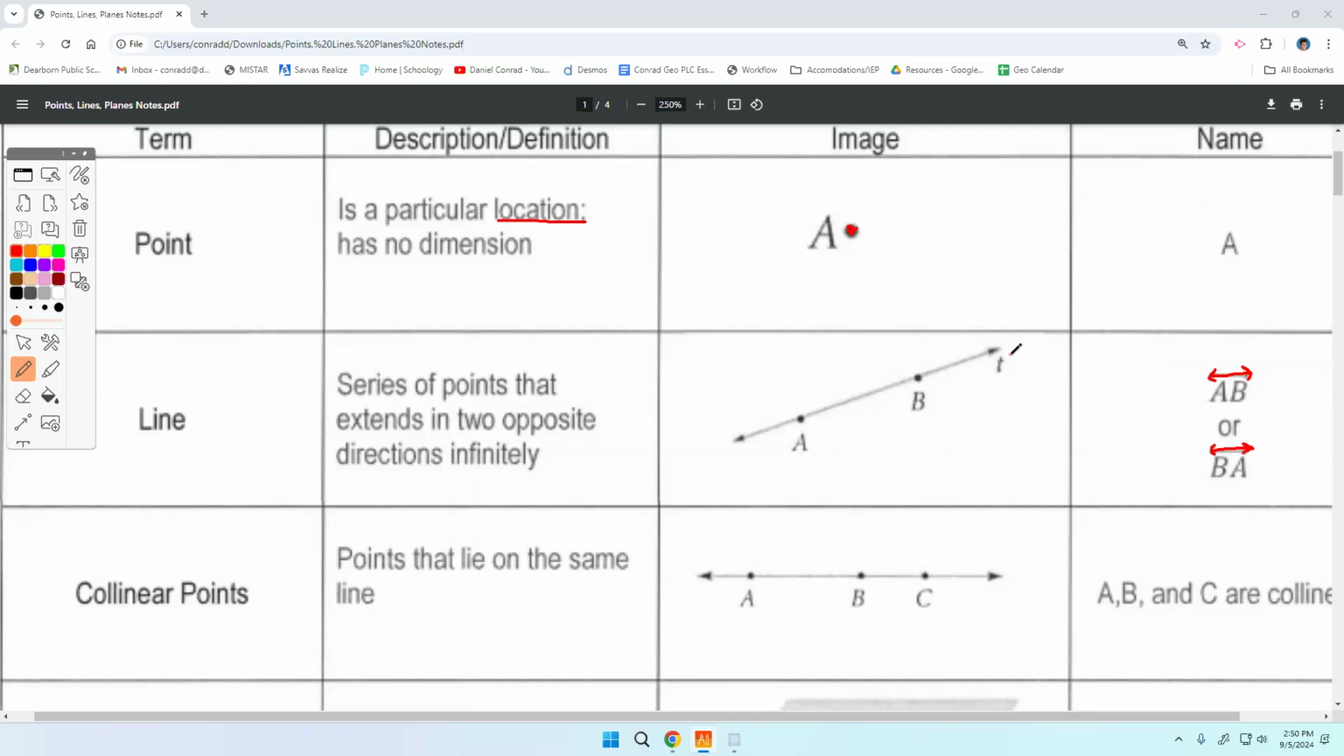The other way to name it is we can look at the little lowercase letter in the corner. T is not a point because there's not a dot showing where it is. It's the label for the line. So the other way we can name this line is line T, with that little letter in the corner. Collinear: co means with, linear means line. So collinear points are points on the same line. In this example, A, B, and C are all collinear because they're on the same line.